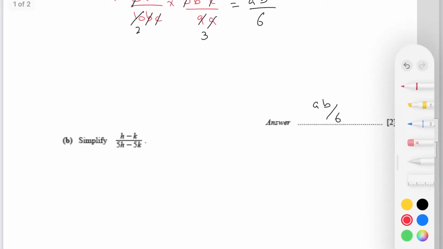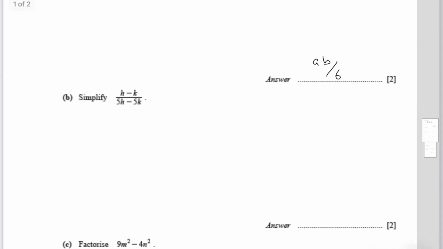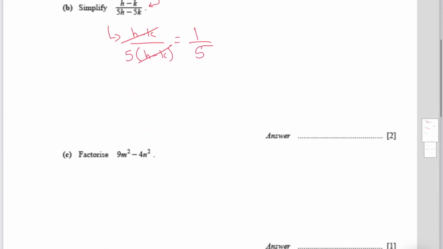Let's do the rest of it in red. The next part says simplify h minus k over 5h minus 5k. So first what we need to do is we need to factorize the denominator, take out 5 from it. It becomes h minus k. Then you simplify h minus k from the top and bottom and you're left with 1 over 5. That's your answer, so you write it over here, 1 over 5.